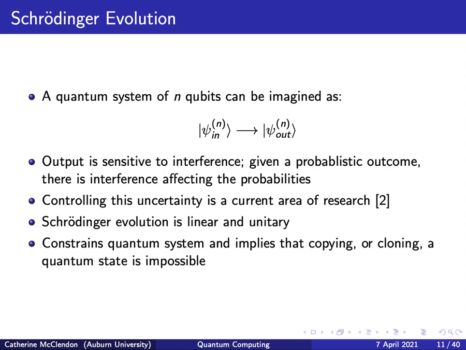We know that the Schrodinger equation is linear and unitary. It preserves the inner product between the vectors in the Hilbert space. This constrains the quantum system and implies that copying or cloning a quantum state is impossible. So this notion arises naturally from the assumption that exact quantum states are unknown. So if the state is truly unknown, there's no way it could be cloned.